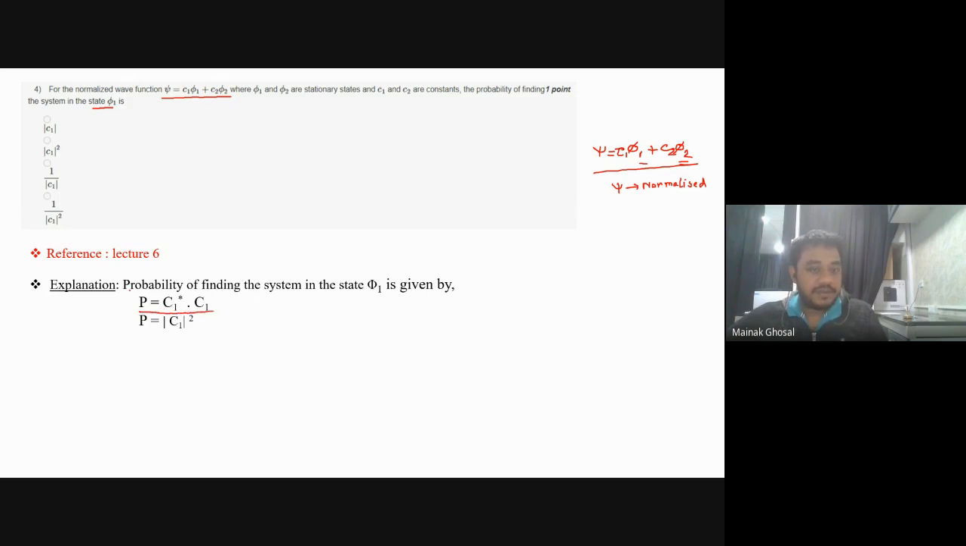That means if you want to find this phi 1, since it is associated with this constant, which is its contribution towards this psi, it is contributing C1 amount to the psi, then the probability that the particle will be in phi 1 is given by C1 square. That is C1 star C1, and since they are real numbers, we can say that this is C1 square.